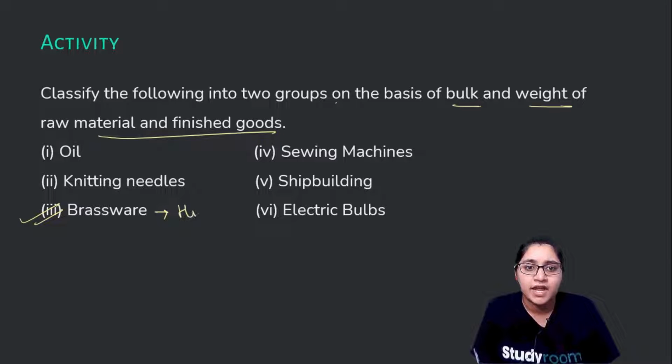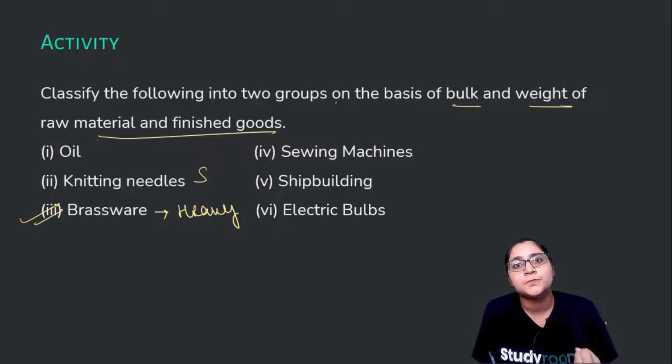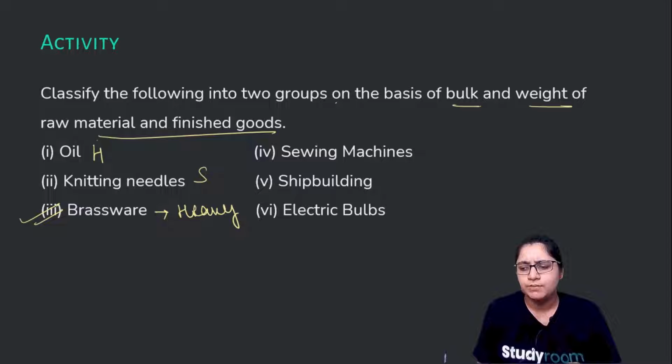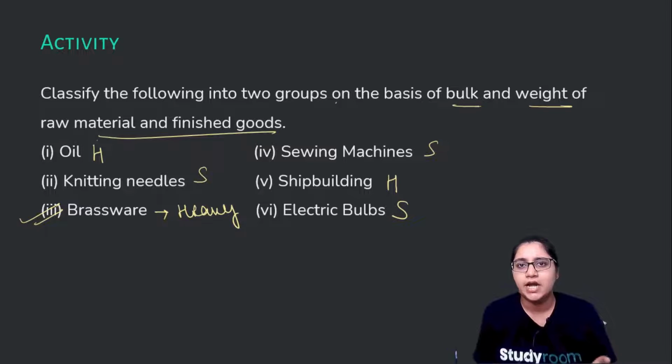It would be heavy industries. Knitting needles would be small industries. Oil would be heavy industries, because you have to have all the very large equipment to extract oil. So this would be heavy industries. Sewing machines would be small industries. Shipbuilding would be heavy industries. Electric bulbs, small industries. So it was a very small activity that gave you an idea how you would classify by bulk and weight of raw materials and their finished goods.